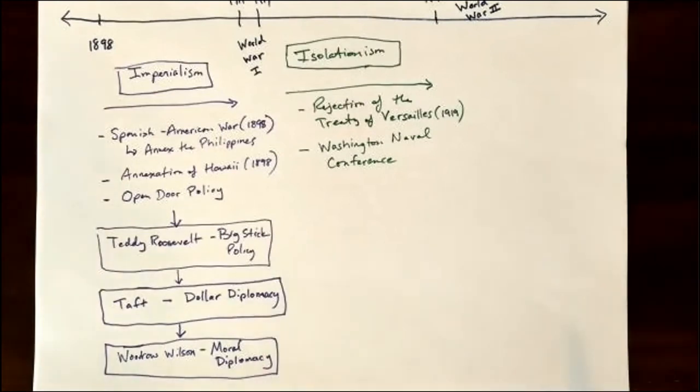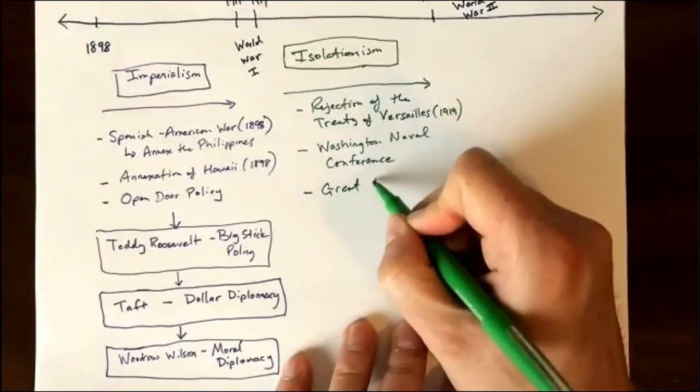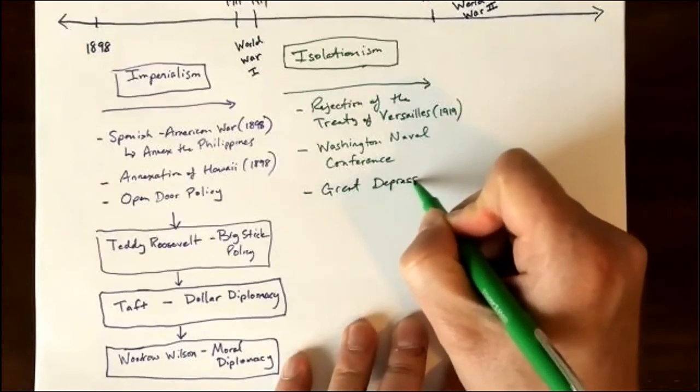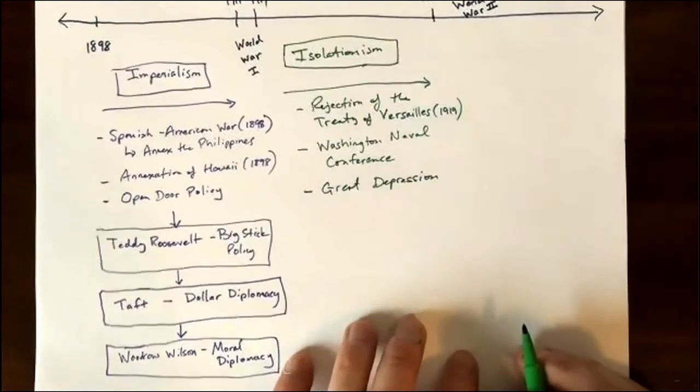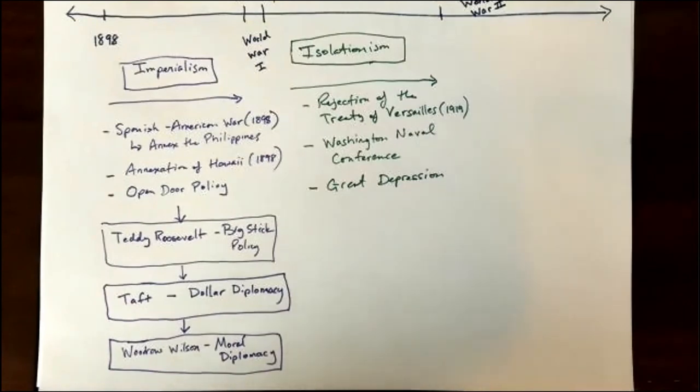As the 1930s roll on, we've got the Great Depression hitting, and the Great Depression is important to isolationism because it further makes Americans concerned about what's happening here in our country. You know, we can't be bothered with what's happening overseas because we've got to take care of ourselves. We're concerned about the rising unemployment.